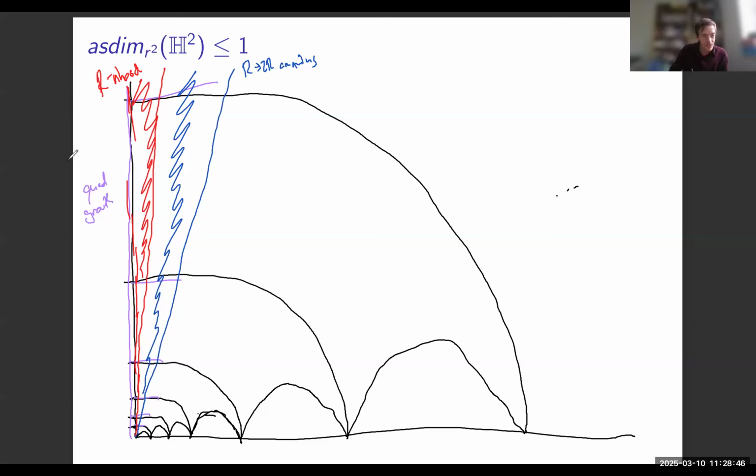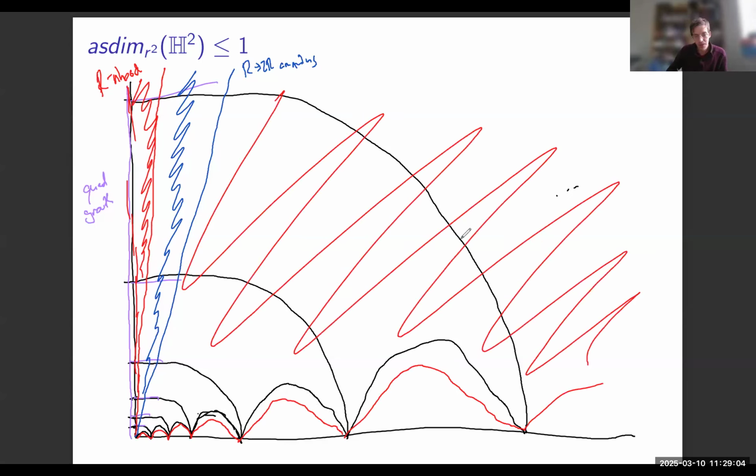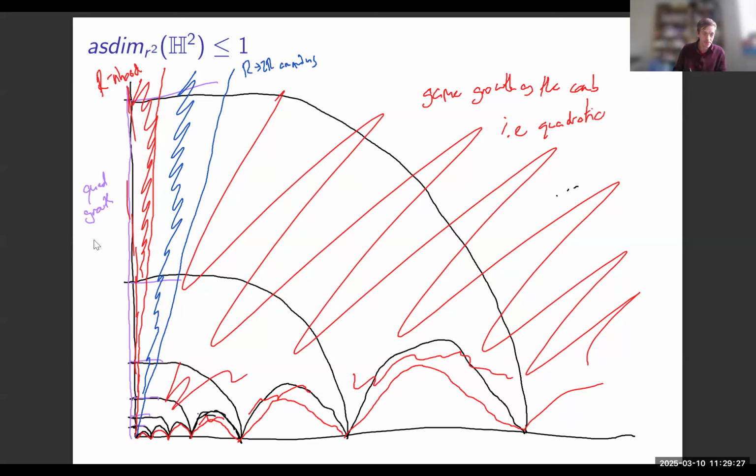What does that mean? That means that when I take my next red thing, I look at a little r, I thicken each of these by r. And I take all of this region to be one thing. This thing has the same growth as the comb, i.e. it's quadratic. Okay, so all of this is included in that red region. And that single red region has quadratic growth.